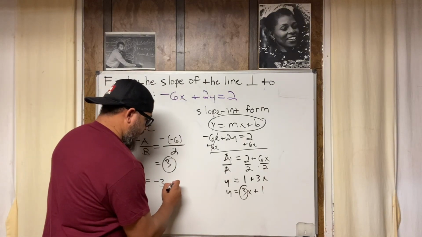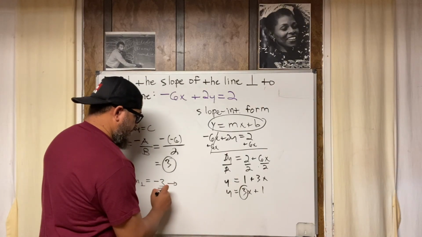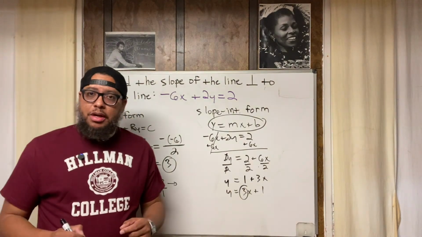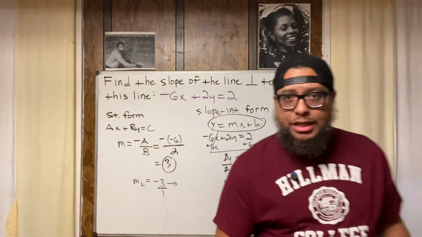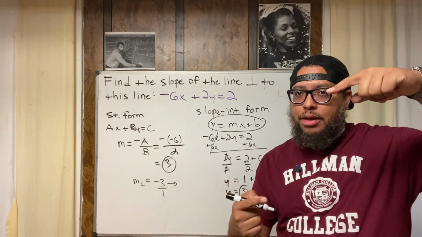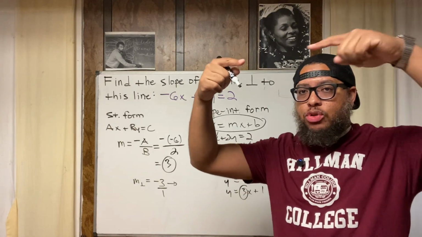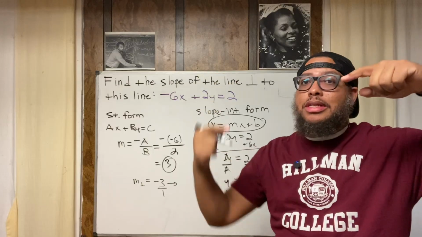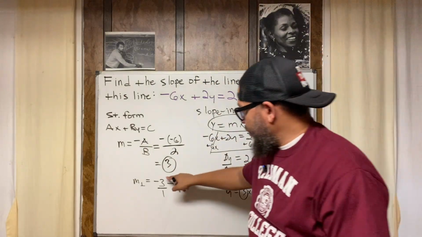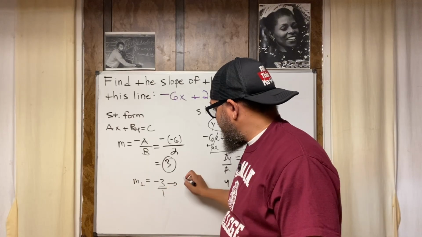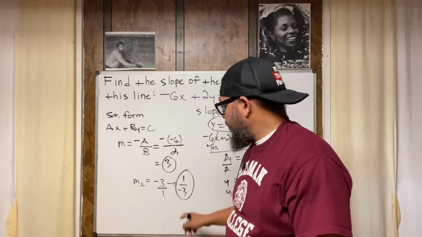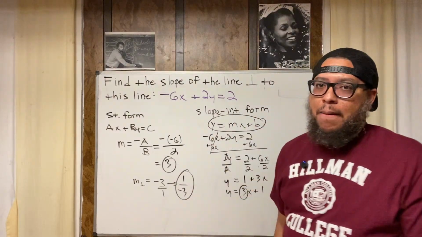Well, negative 3 is the same thing as negative 3 over 1. When you take the reciprocal of any number, when it's written as a fraction, you basically switch places between the numerator and denominator. The denominator goes up top, the numerator goes down bottom. So this negative 3 is going to go down bottom. This 1 is going to go up top. So now I got 1 over negative 3. That's the slope of the line that's perpendicular.